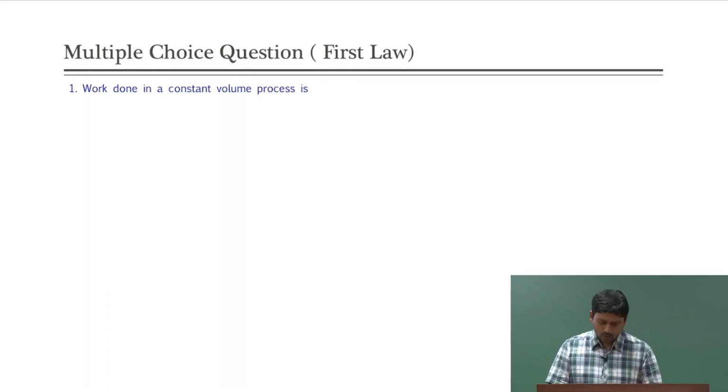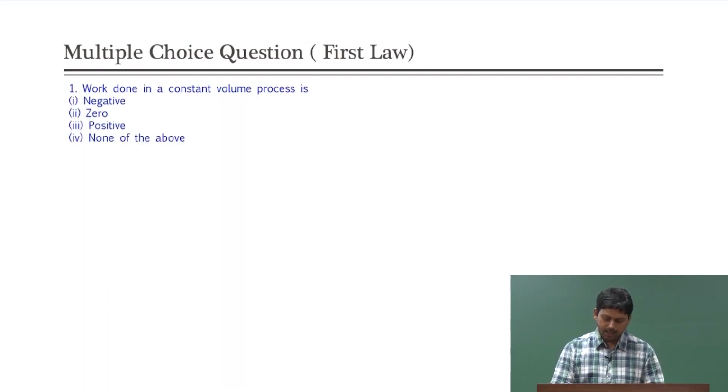because after that we are going to move to a different one from the next module itself. So, therefore, we will go over this one. We will start with some multiple choice questions based on the first law. The first one: work done in a constant volume process is either negative, 0, positive or none of the above.